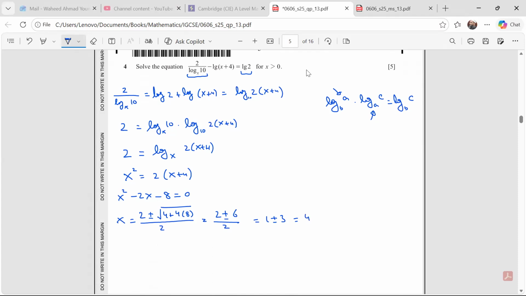3 plus 1 is 4, and 1 minus 3 is minus 2. But we know that x is positive, right? So we will not take this solution. The only solution is x equal to 4. I hope this is pretty straightforward. You should understand everything here.